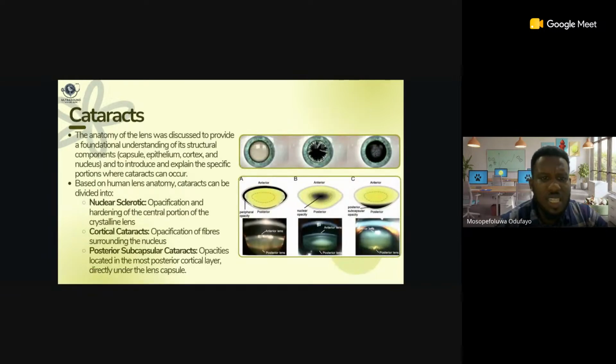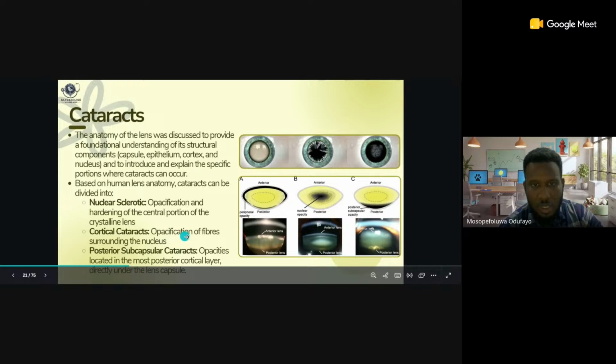So the anatomy of the lens was discussed so as to provide a foundational understanding of its structural components, the capsule, the epithelium, cortex, and nucleus, and to introduce the portions where cataracts occur. Based on human lens anatomy, cataracts can be divided into nuclear sclerotic, which is where you have opacification and hardening of the central portion of the crystalline lens. Is that okay? Cortical cataract, where it is the opacification of fibers surrounding the nucleus.